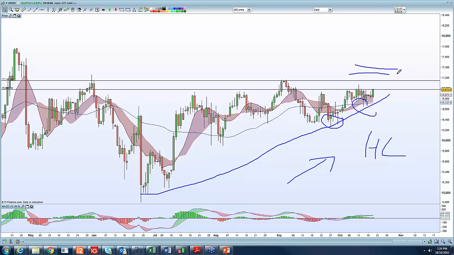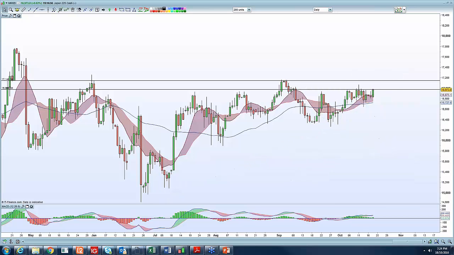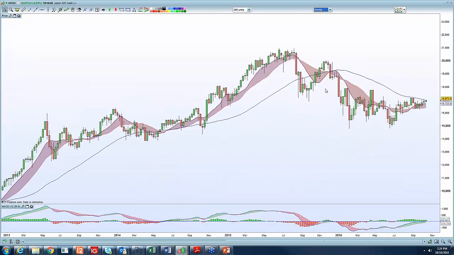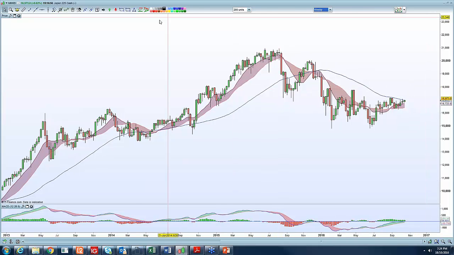Okay, this is Nikkei for you. It has been consolidating for some time. Let me go to the weekly chart. Yep. So you can see that it's a very clear possible change of trend on the weekly chart based on what it draws for you, higher low.